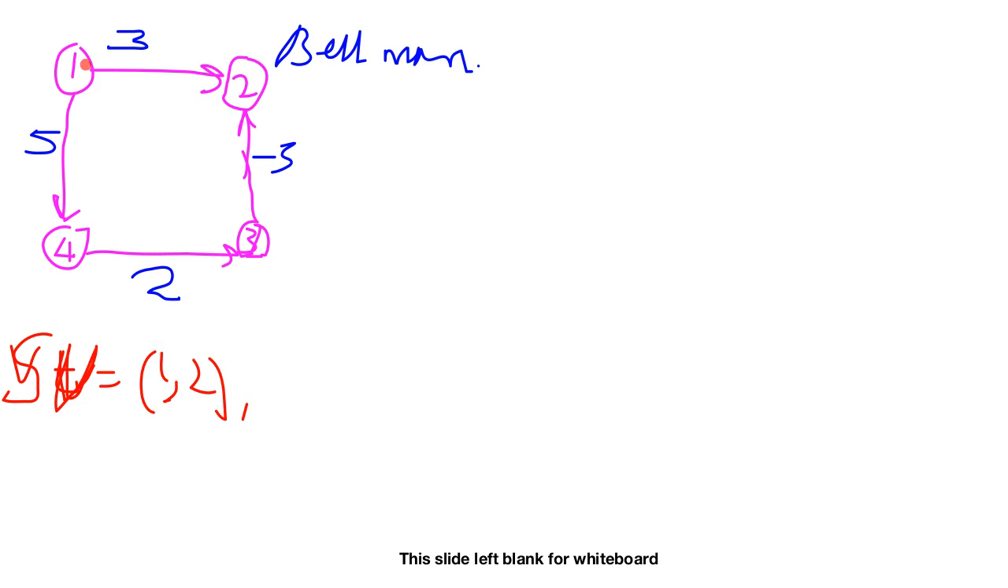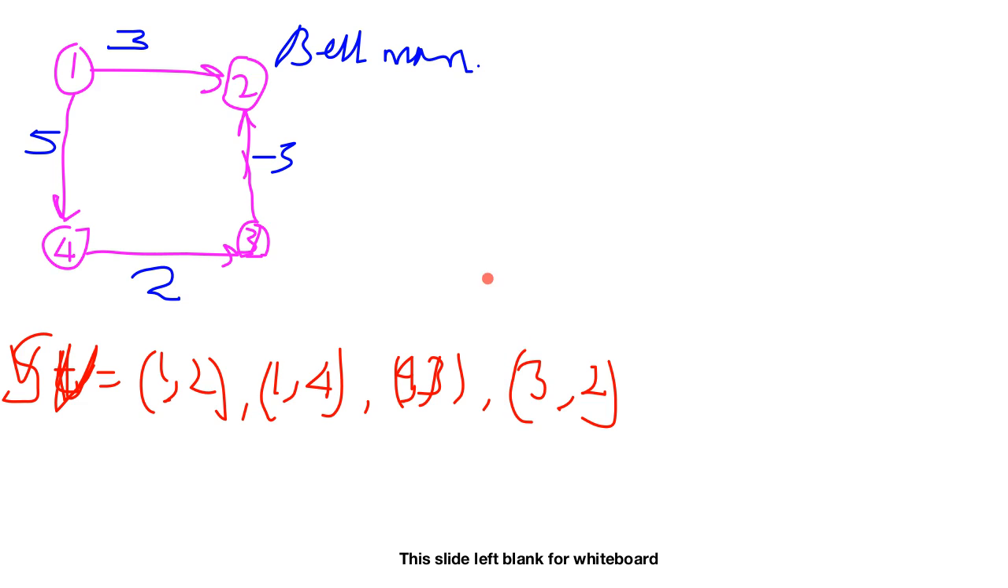So we have 1, 2. Then we can have another selected vertices, 1, 4. We can have another one, which is 4, 3. And we can have another one, which is 3, 2.